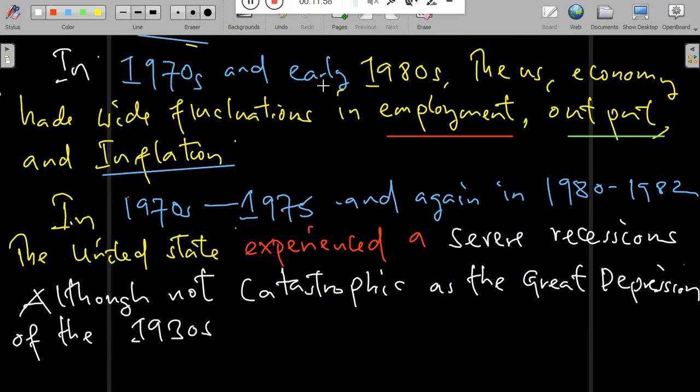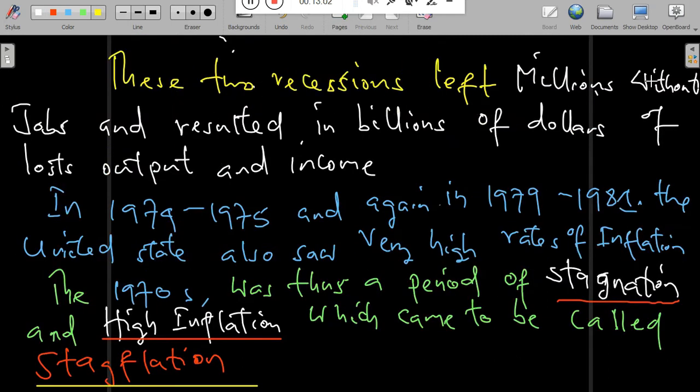In the 1970s and the early 1980s, the US economy had wide fluctuations in employment, output, and inflation. From 1970 up to 1975, and again from 1980 up to 1982, the United States experienced a severe recession, although not as catastrophic as the Great Depression of the 1930s. These two recessions left millions without jobs and resulted in billions of dollars of lost output and income.